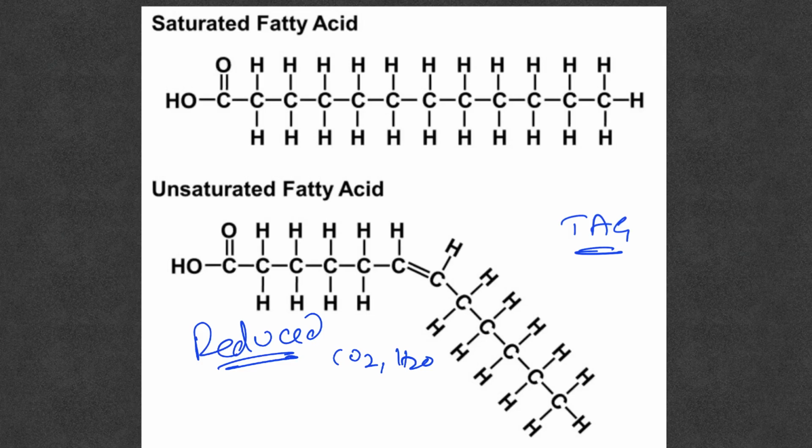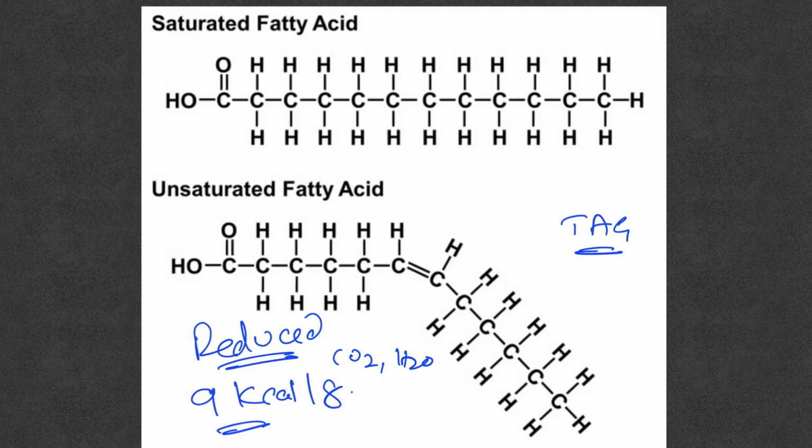So that is why the oxidation of 1 gram of fat will give 9 kilocalories of energy per gram. So this is much more than what we have seen with the oxidation of carbohydrates and proteins. So this is what happens with the oxidation of lipids.